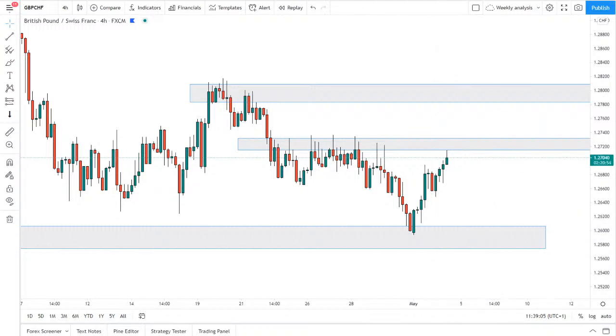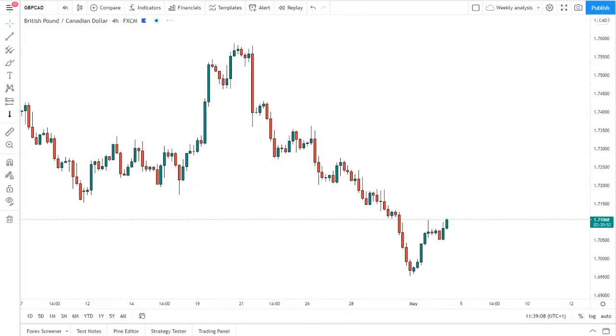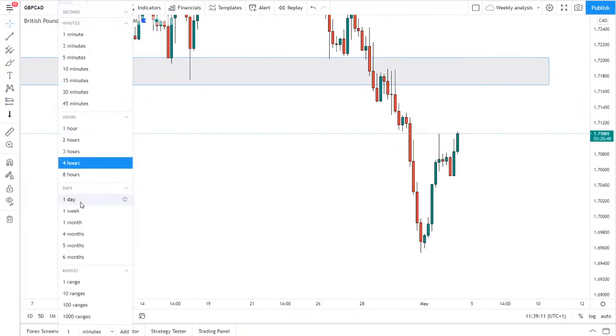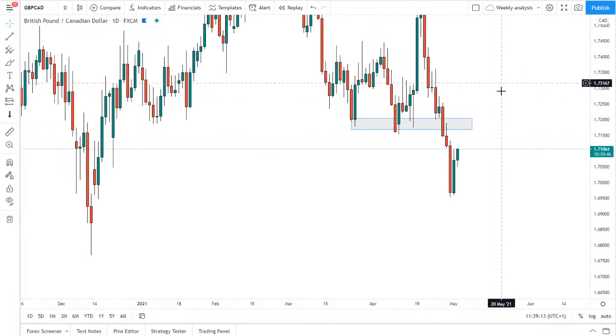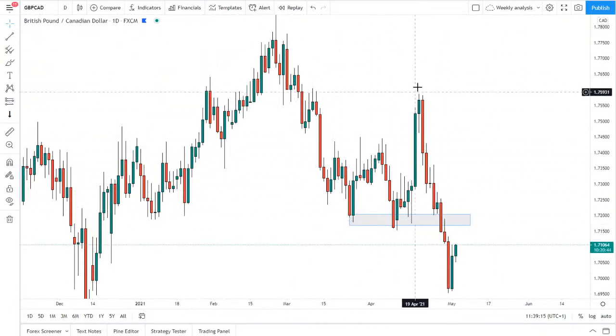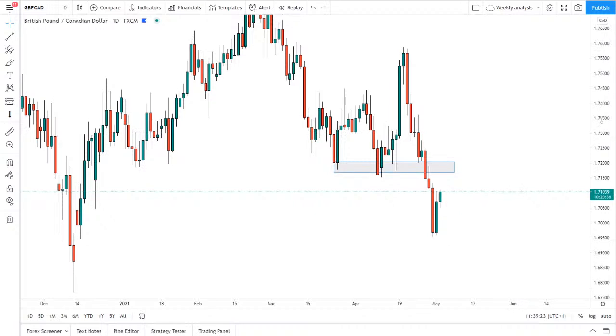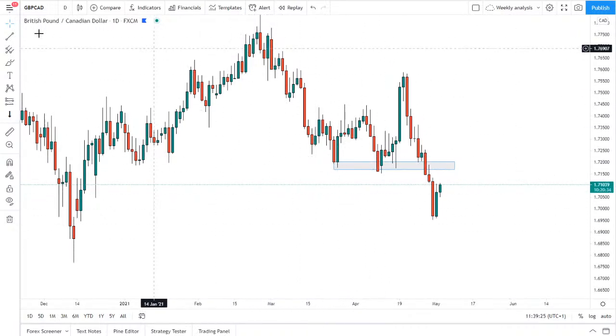Okay, so I'm going to take a look at GPCAD. So GPCAD, again, pushing to the upside recently for this pair. Took a big dive to the downside. You can see how this consolidation spiked to the upside, again tapping into that area of supply, and then we took a nice dive to the downside. So price overall is very bearish here. You can see the bearish trend there in the market.